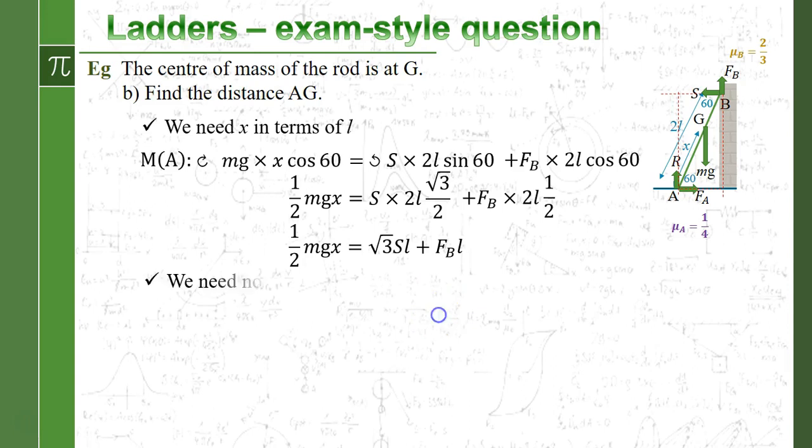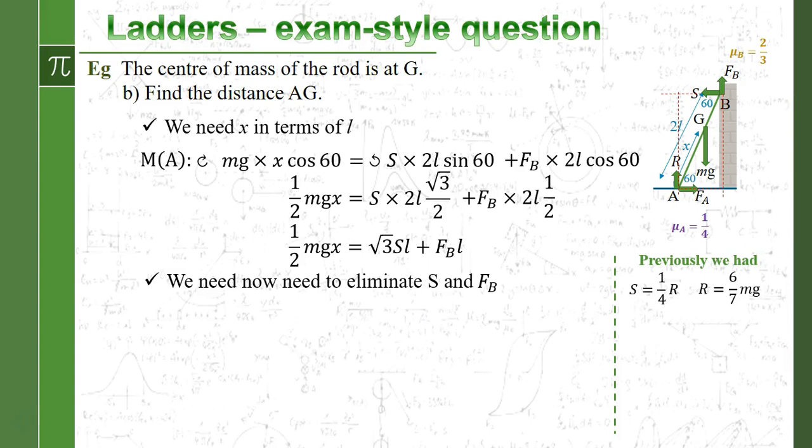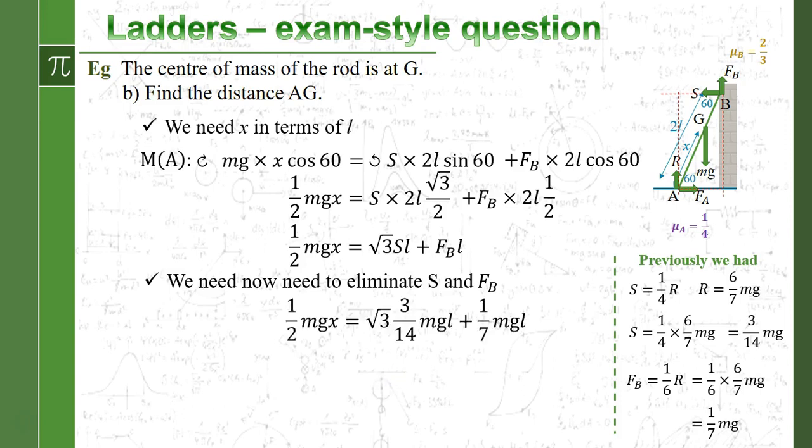If you think back to the previous slide, let's have a look at what we had from before. We had S equals 1/4 R, and R is 6/7 mg. So that allows us to express S just in terms of mg, which gives us S equals 3/14 mg. We can do exactly the same with friction, because previously we had friction equals 1/6 of R, so we need 1/6 times 6/7, so our frictional force is 1/7 of mg. Let's replace them in our equation. Straight away you can see we've got everything in terms of mg.